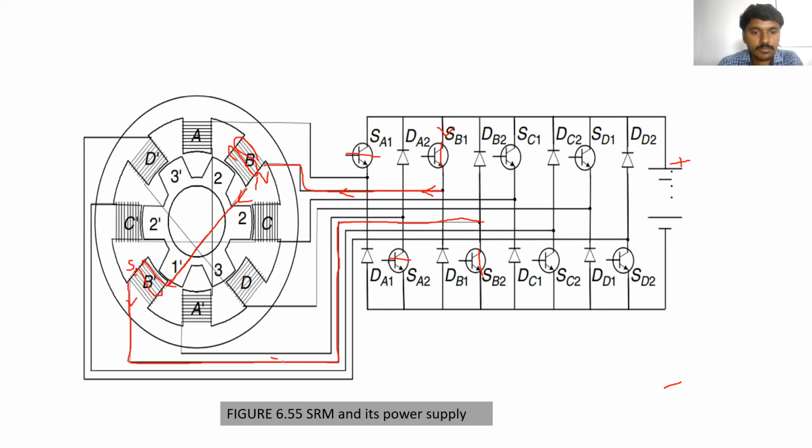Next, the current is leaving through this B dash coil, flowing through this circuit, and through this SB2, and flowing through this circuit and the negative terminal of the supply voltage. Because this is the closed path for the current to flow when the B coil is excited, when the B coil is energized.